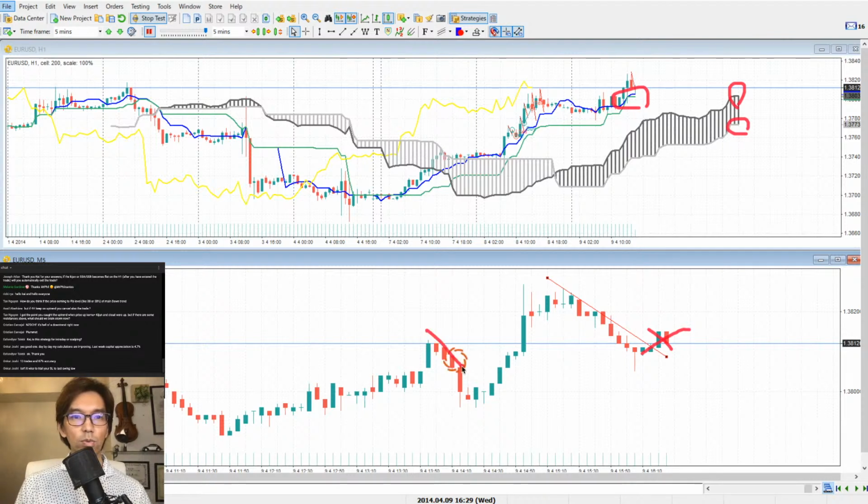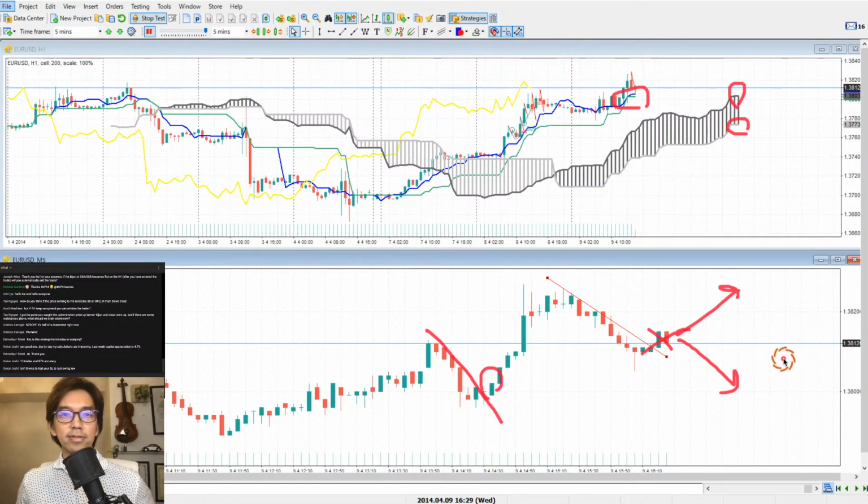So I think this was a good one to buy, but not this one, because the price may go downwards or upwards, 50-50 chance that you don't want to take. Alright, so that's the quick demonstration of how I use this trendline breakout as one of the confirmations for trades.